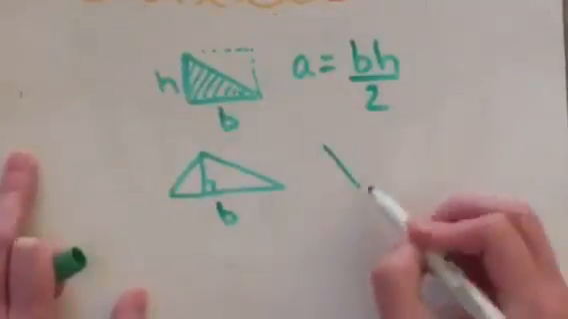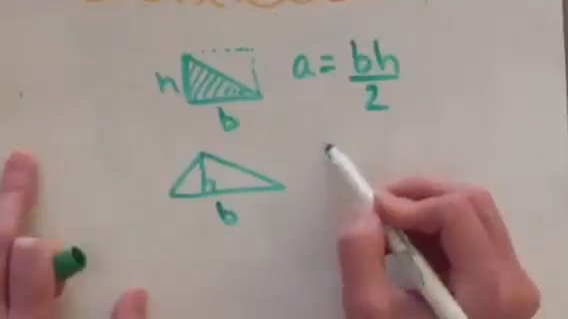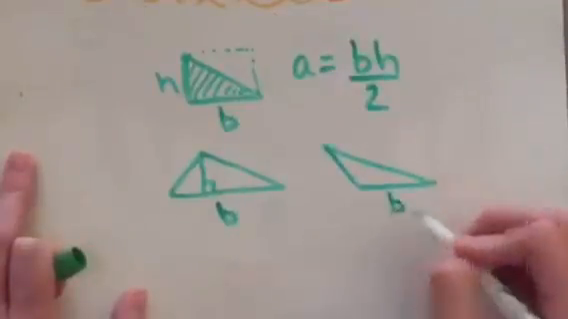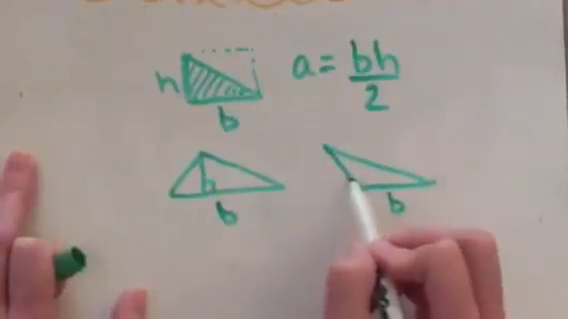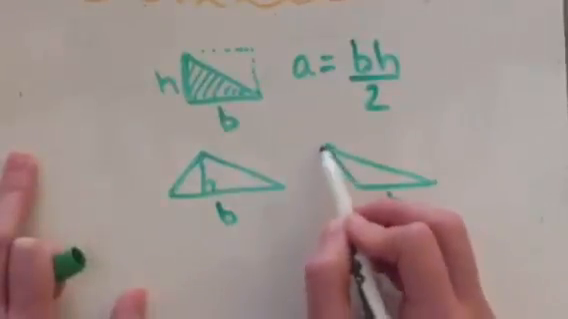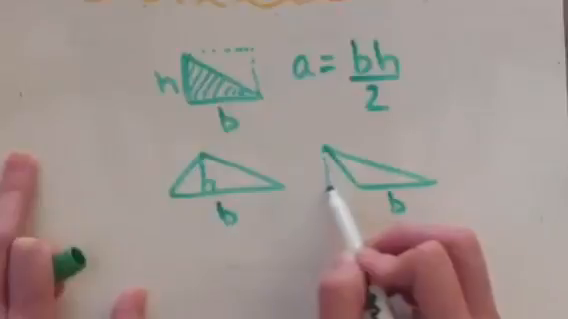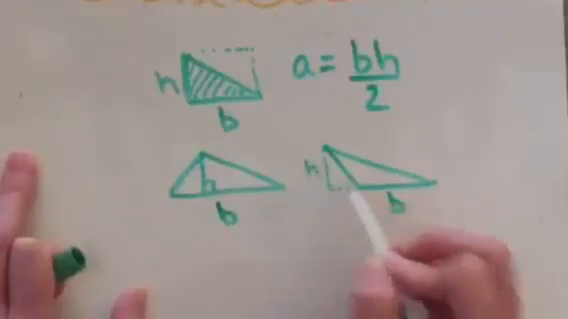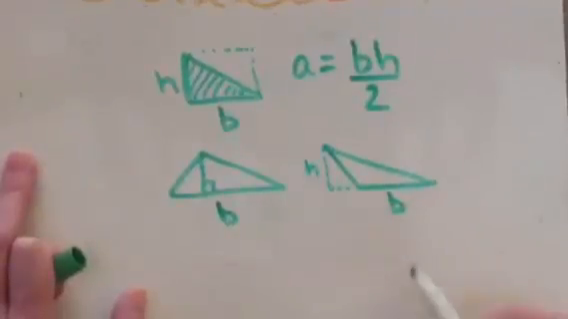Some triangles have a height that is outside of the triangle. So here we have a base. Again, this side here is not perpendicular to the base, so it is not the height. We have to drop an imaginary line down here. That would be the height of our triangle. And we could still use base times height divided by 2. Okay, so all that being said, let's talk about how to calculate the area of an irregular polygon.